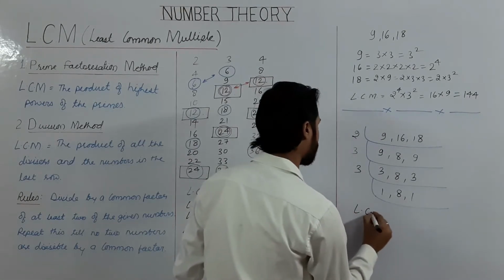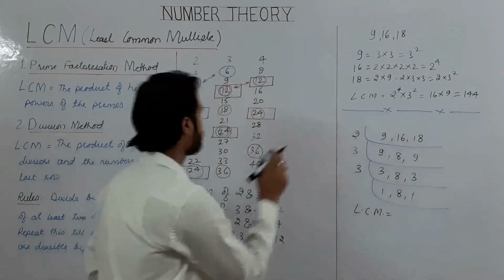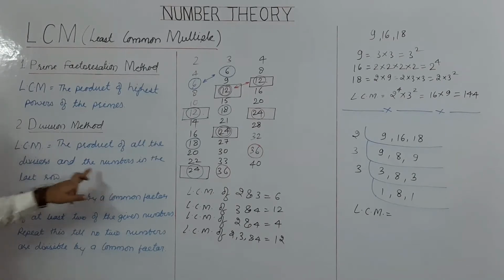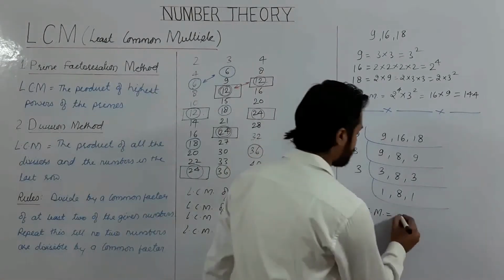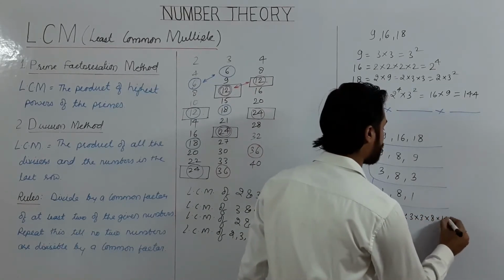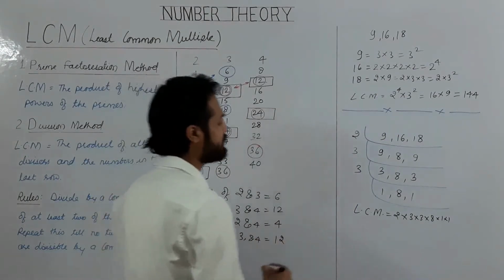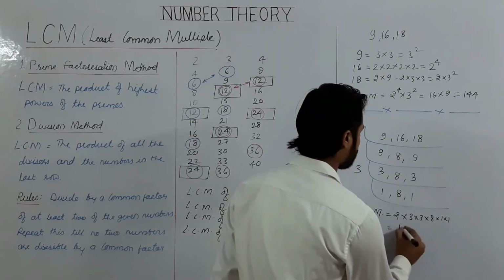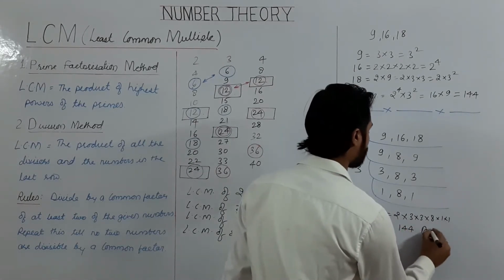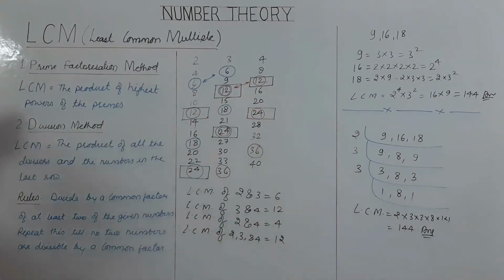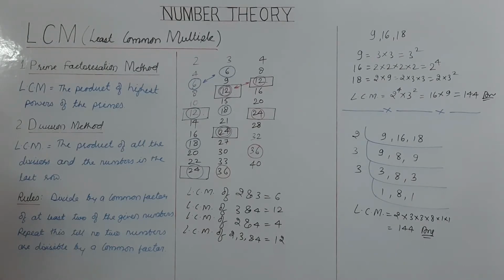So LCM is the product of all the divisors and the numbers in the last row. 2 into 3 into 3 into 8. If you want to write 1 into 1, otherwise the value will be same. So 2 into 3 into 3 into 8 is again 144. So 144 is the answer. 144 is the LCM of 9, 16 and 18. So these are two methods for finding LCM.